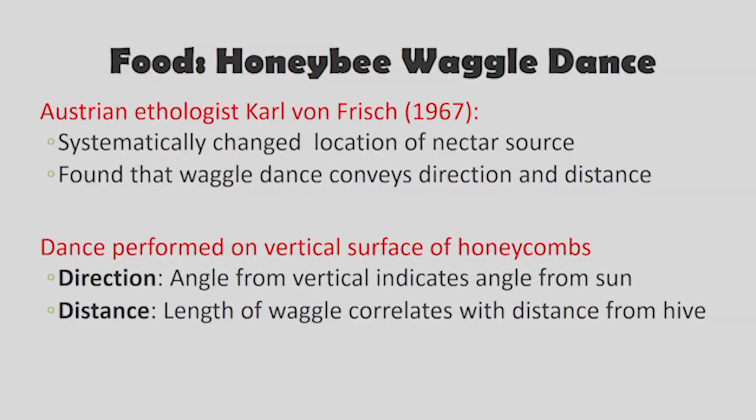So, where this source actually lies, the direction, the angle and the exact source, to relay this information, the honeybee who has found the source of the nectar produces a kind of dance, and this dance is called the waggle dance. Now, the dance, which is performed on the vertical surface of the honeycomb, reveals two things. One is the direction: the angle from vertical indicates the angle from the sun. The other is the distance: the length of the waggle correlates with distance from the hive.